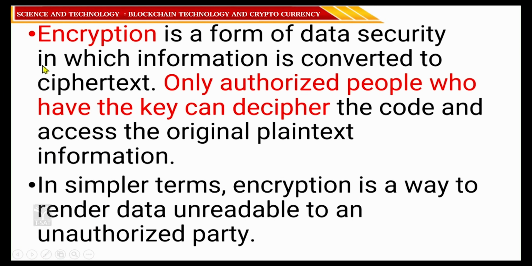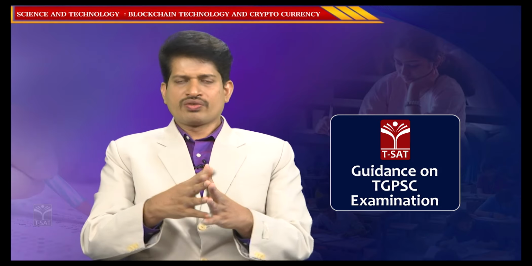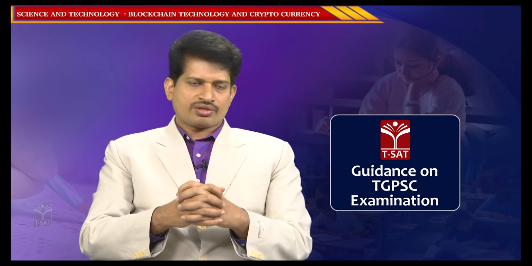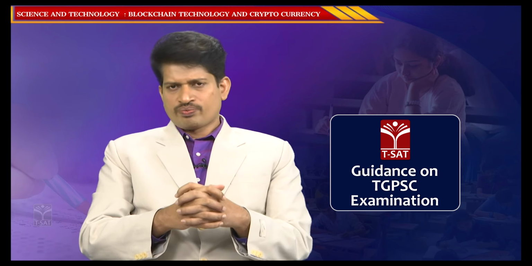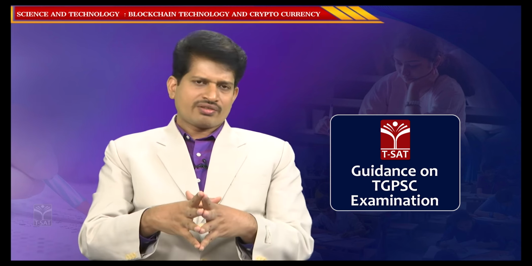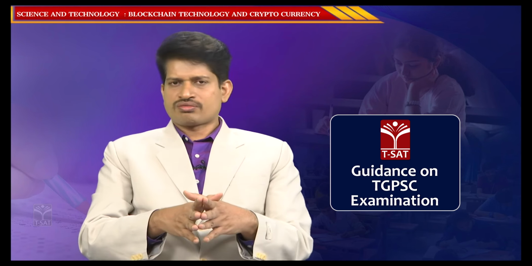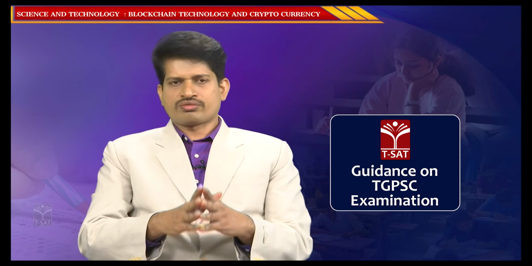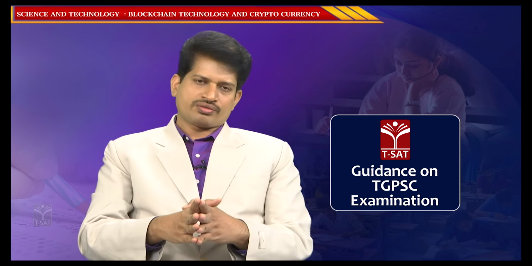So, encryption is a mechanism where only authorized people who have the key can decipher. Encryption is a kind of coding where everybody must not be able to understand it. Only the authorized persons must be able to understand this. This is known as encryption. In blockchain technology, as with any software application, coding and encryption are very important in the process of making this application.